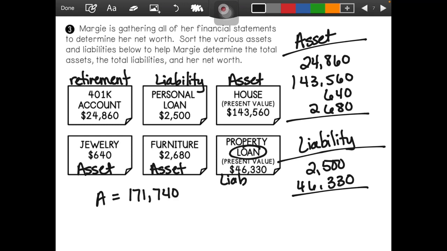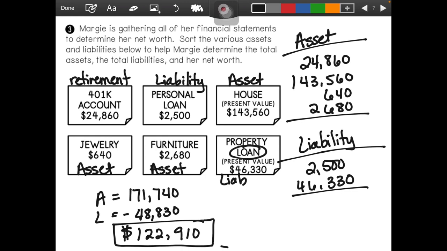$171,740. And then my liabilities are $2,500 plus $46,330, which is $48,830. Here are my liabilities. And remember, I'm going to subtract those to get my net worth. And when I do that, I'm going to get a total of $122,910. Very easy. Just addition and subtraction for net worth.